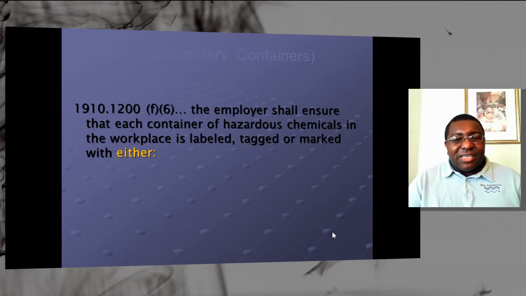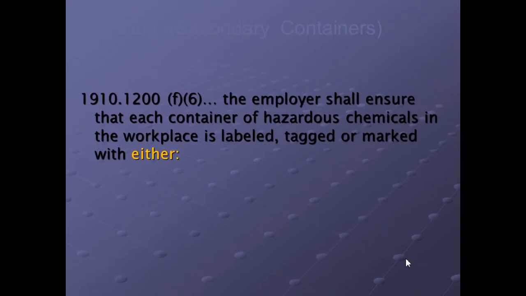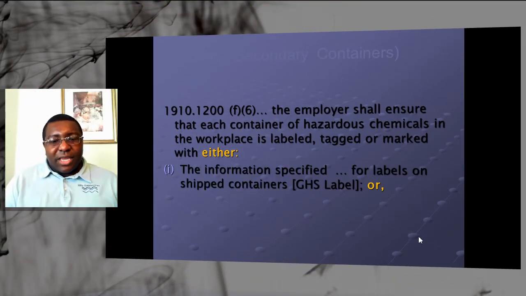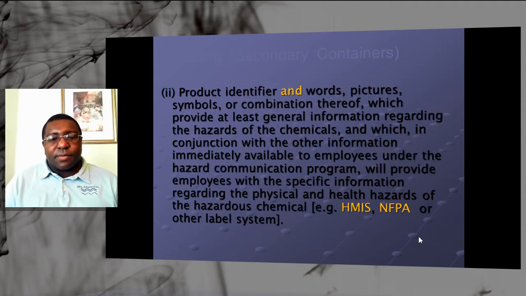So now your secondary container, and the 1910.1200(f)(6), that's your general industry standard for OSHA, HAZCOM section (f)(6). It says the employer shall ensure that each container of hazardous chemical in the workplace is labeled, tagged, or marked. So first of all, before they tell you tagged or marked how, it's telling you that if you have the container, you have to mark it. And this is what it has to say: a GHS label. And it gives you the breakdown of the GHS label.